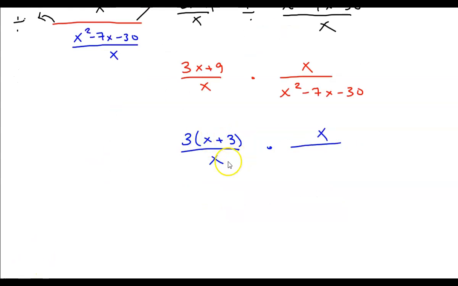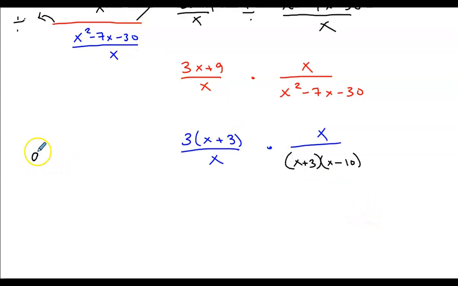So 3 times the quantity x plus 3 over x, keep, change, flip, and then I'm going to factor this x squared minus 7x minus 30. What are factors of negative 30 that add up to negative 7? Right, so this is going to be x and x. 10 times 3 is 30, negative 10 and positive 3 gives me my negative 7.